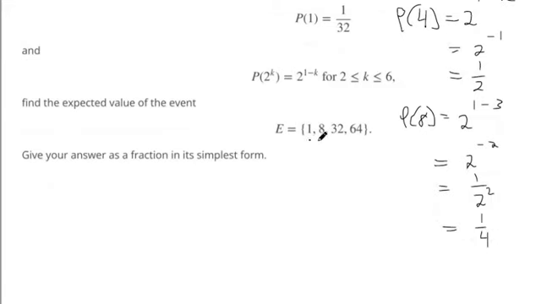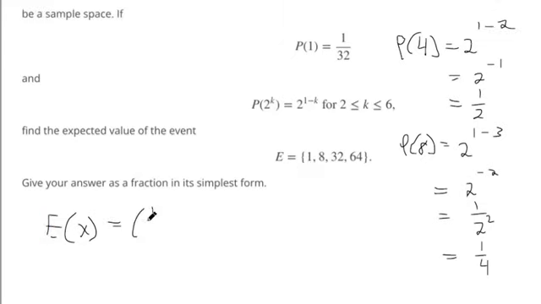So what's the expected value of this event of a 1, an 8, a 32, and a 64? To find any expected value, you take the probability of each event, we'll call that event x, and multiply it by the value. So it's a 1 out of 32 chance of getting a 1, and we multiply that by 1. And then for 8, I just did that one, it's a 1 in 4 chance, and then we multiply that by 8.